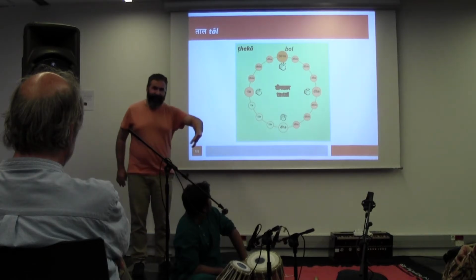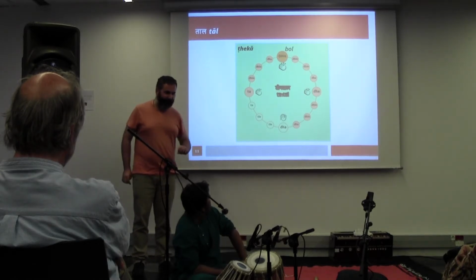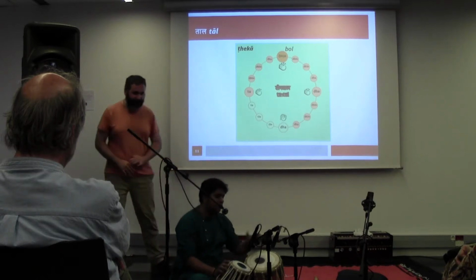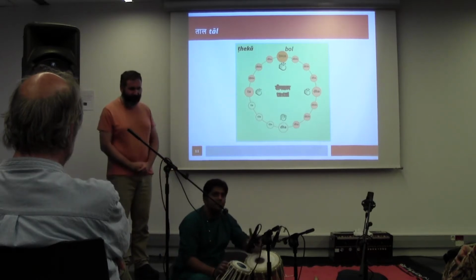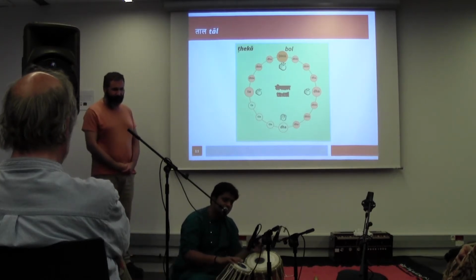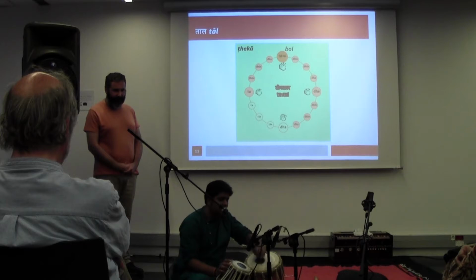So the left part of the tabla is muted somehow. Is that correct? Yeah, I use the closed left actually. When we say dha, it's actually two different words. This we call ta and this we call ghe. So when it comes together, then it's called dha.